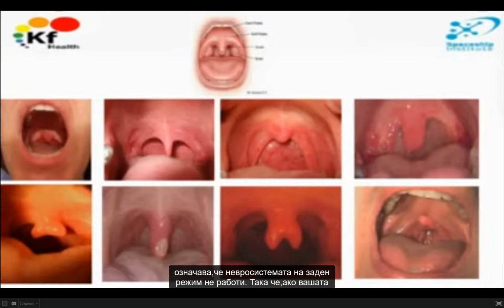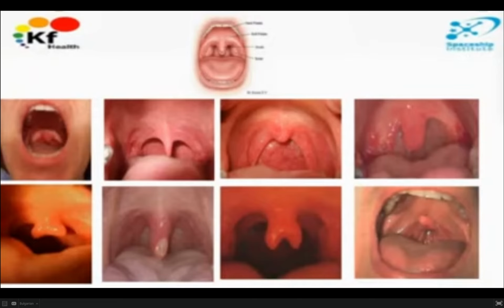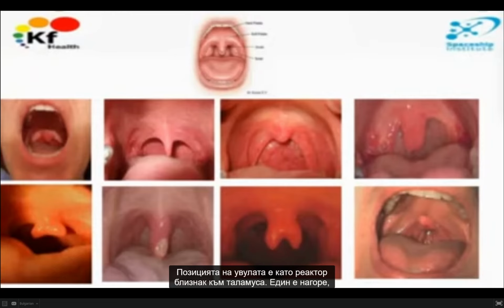So if your uvula gets bigger when you wake up, you have to find out what sits in the emotional back that you don't speak. The position of the uvula is a twinity reactor to the thalamus. One is up, one is down. If you remember the twinity, we have a north pole connecting to the south and south to the north.